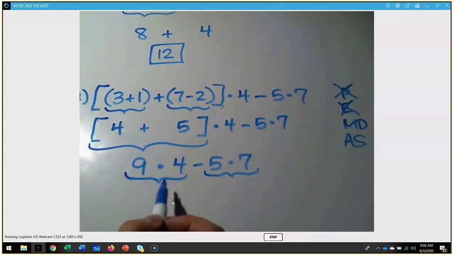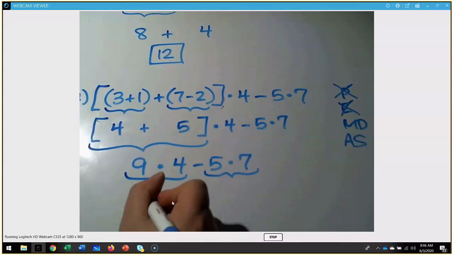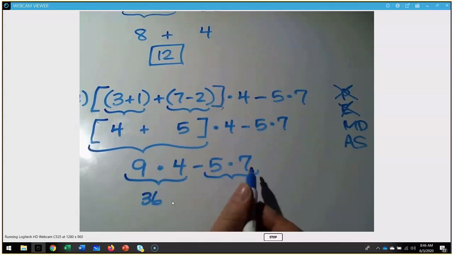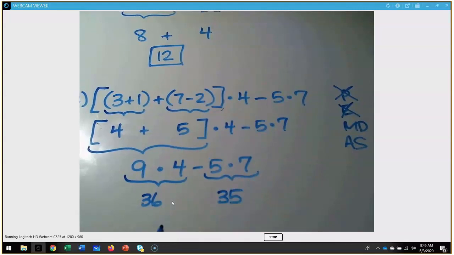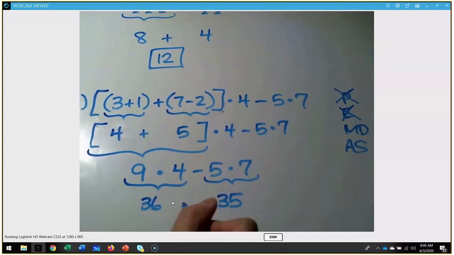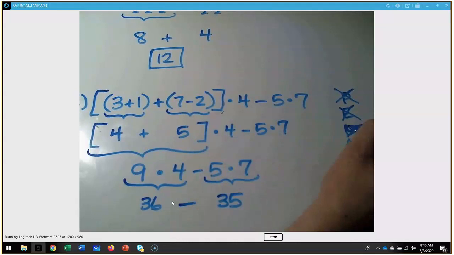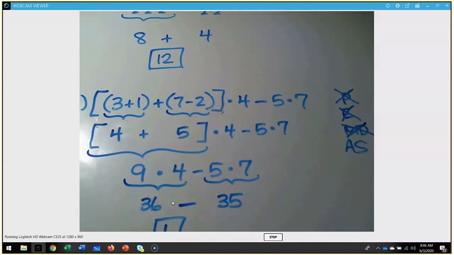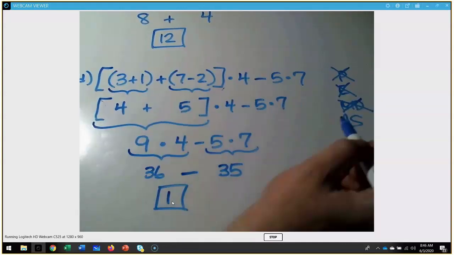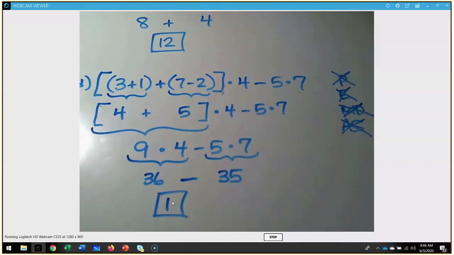9 times 4 is 36. 5 times 7 is 35. Bring everything else down. Multiplication and division are done. Last but not least, subtract it for your final answer. And everything else is done.